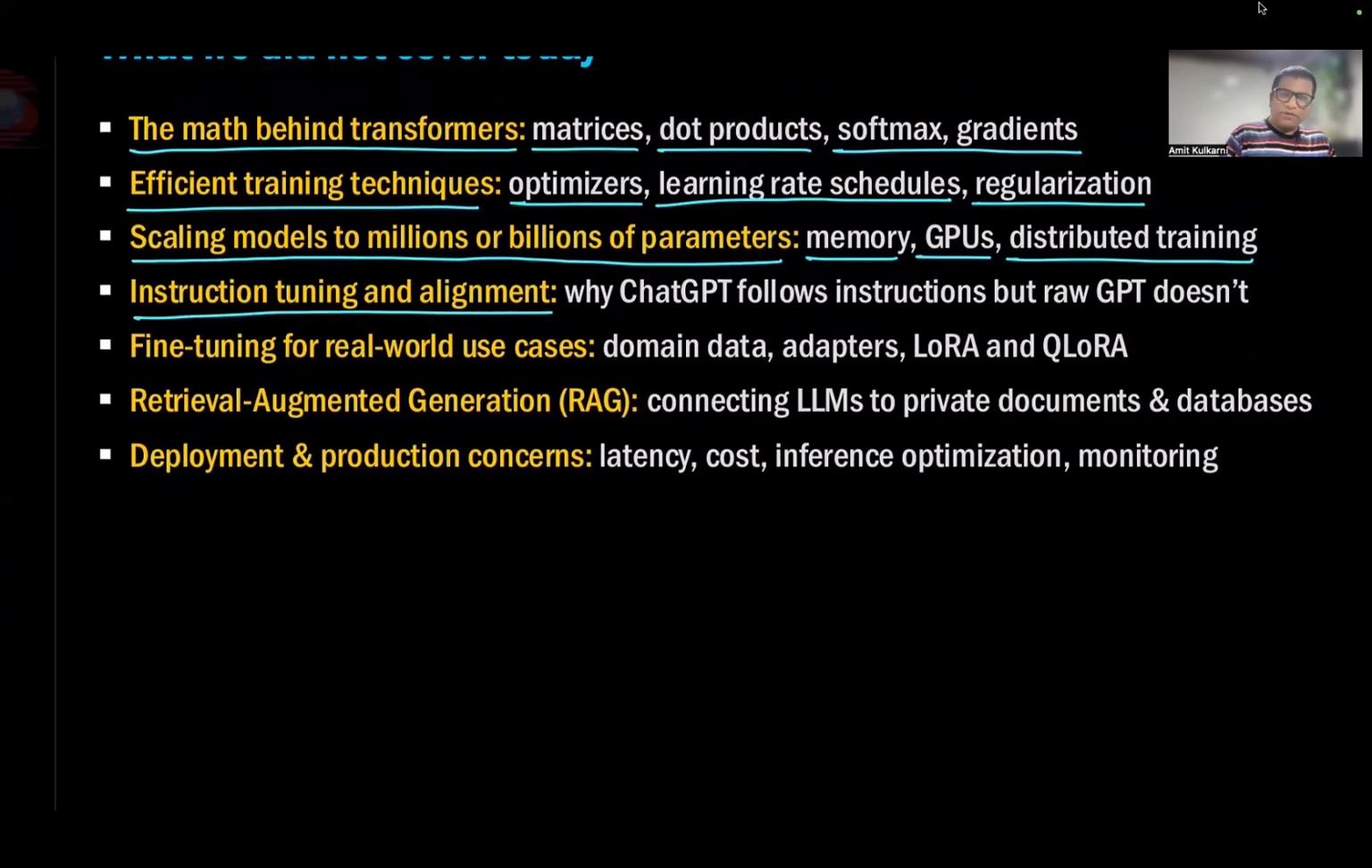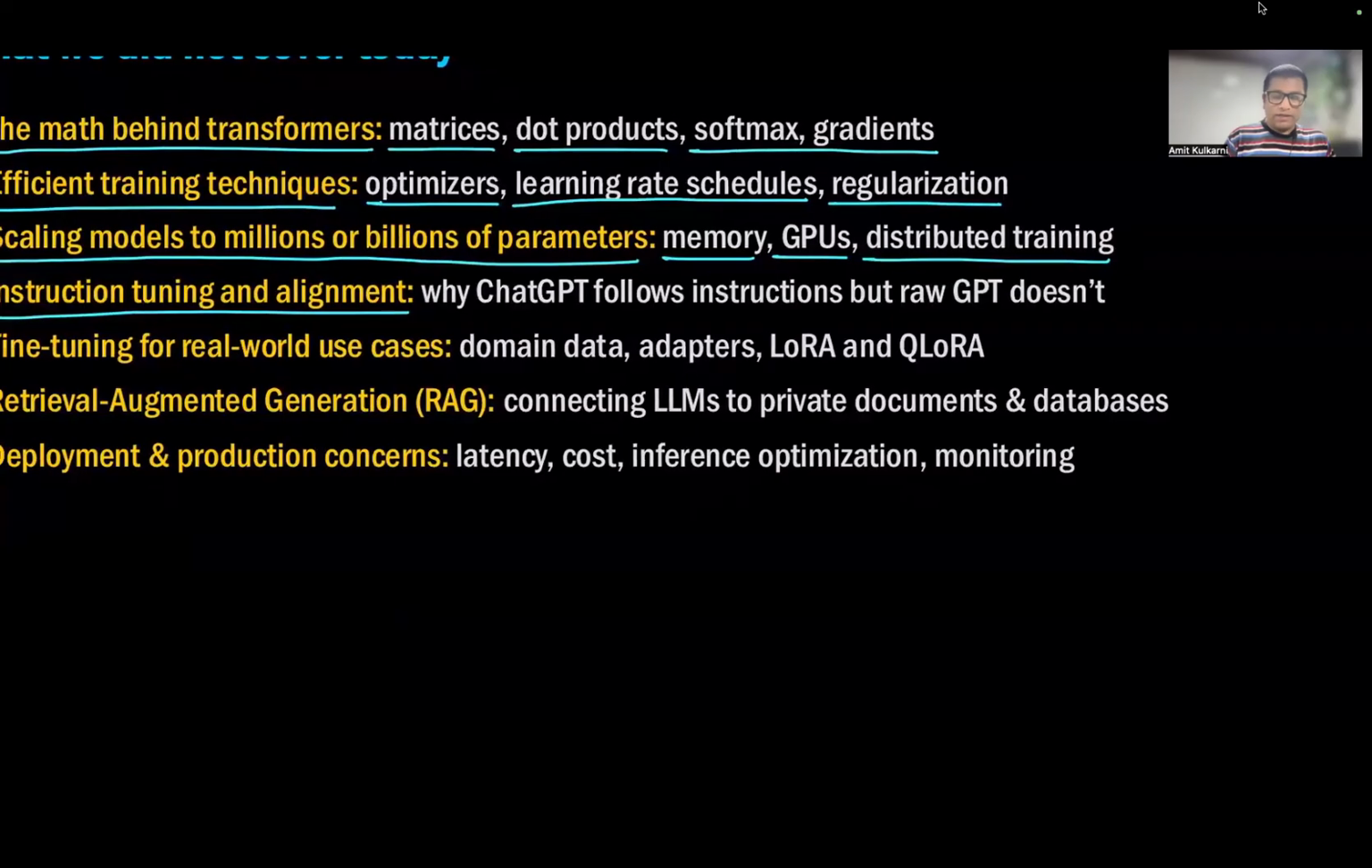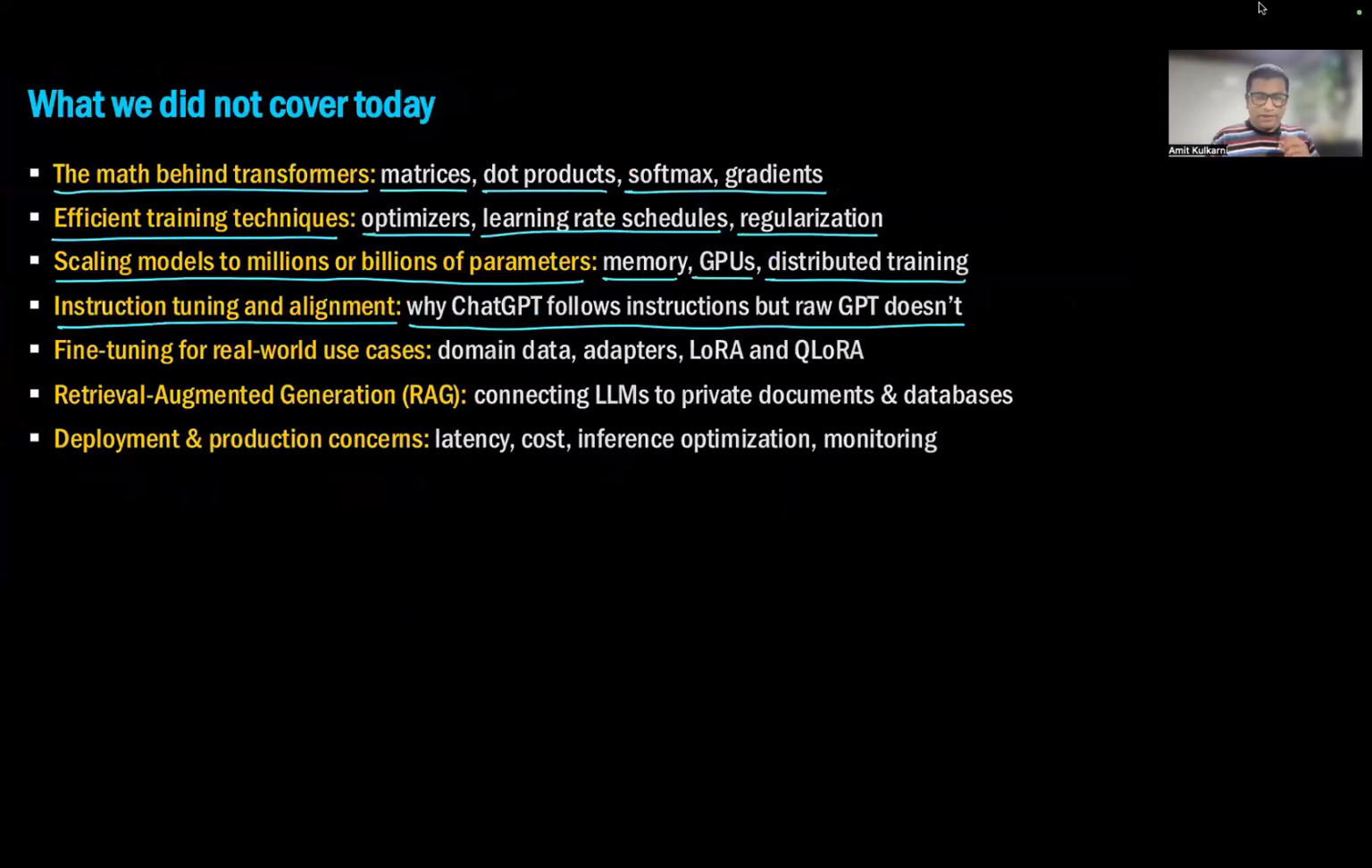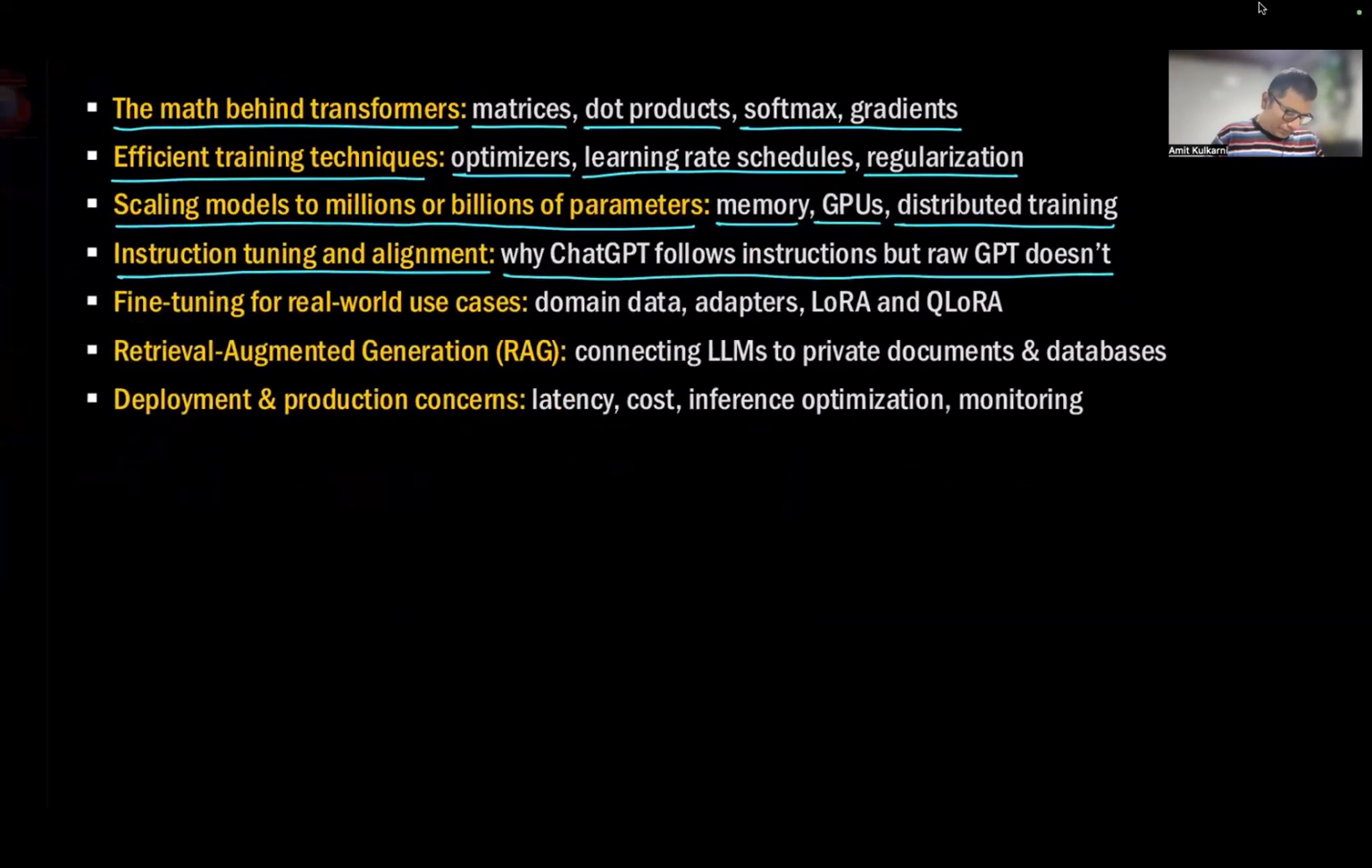Instruction tuning and alignment, we have not done that. It's called instruction tuning, or using the LLM to generate an instruction model. We didn't do that. Why does ChatGPT follow instructions but the raw GPT does not? This is what we will talk about later, like how the instruction modeling will be done. And in the next slide, I'll explain that in a moment.